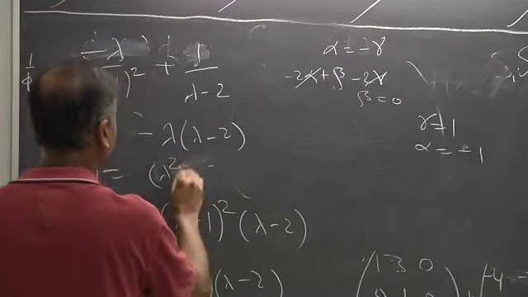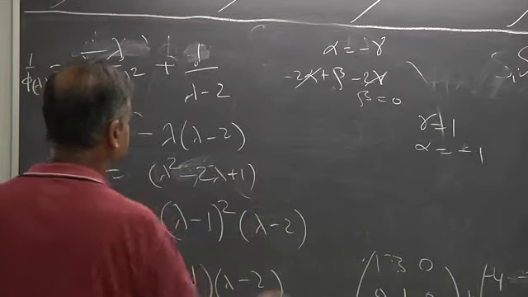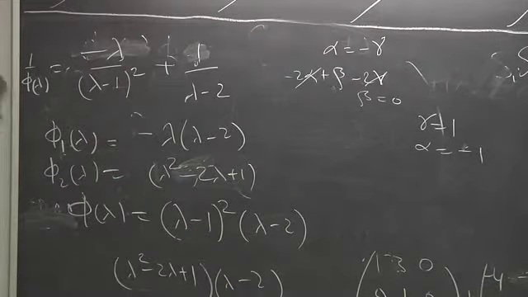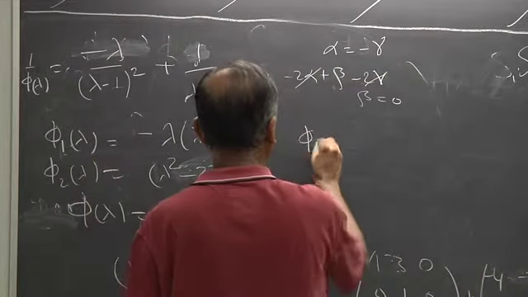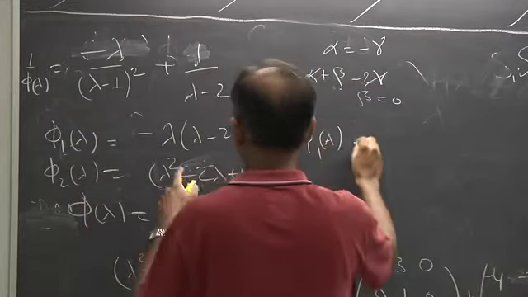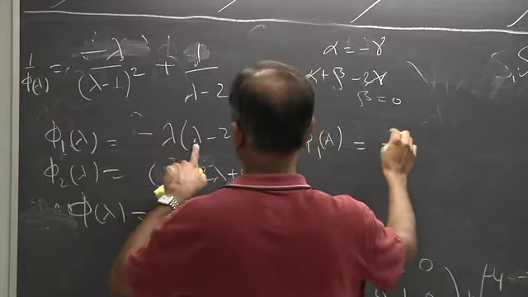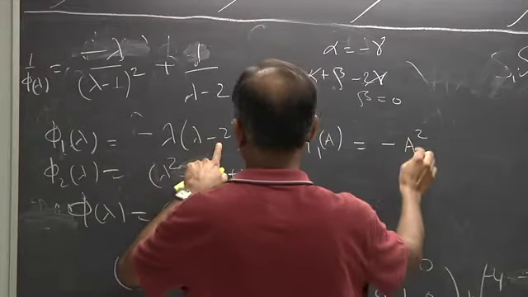Let me write it like lambda squared minus 2 lambda plus 1. So phi 1 of a, what is phi 1 of a? So phi 1 of a is equal to minus a squared plus 2a.